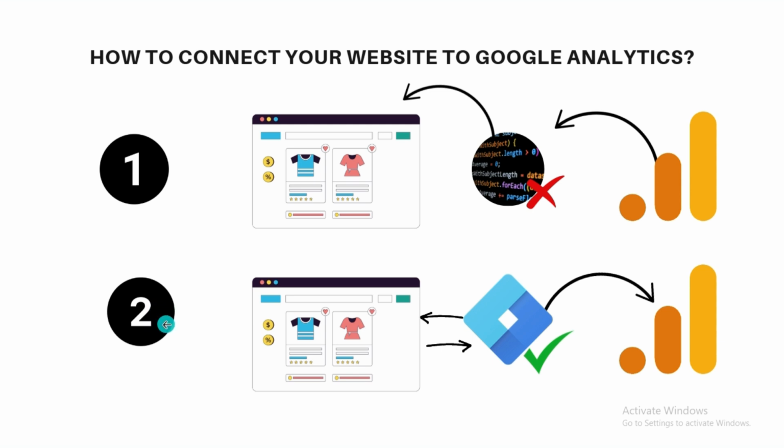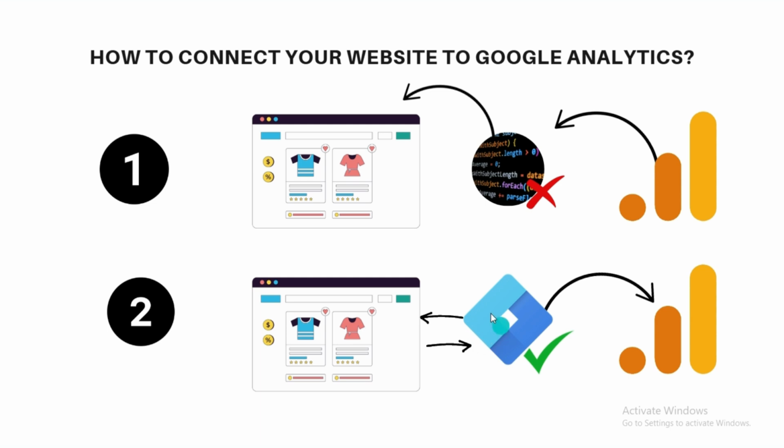And number two, using Google Tag Manager, which is recommended to track advanced interactions like click, checkout and purchase. You need to connect your website to Google Tag Manager. First, through Google Tag Manager, you can configure Google Analytics. So let's see how we can connect Google Analytics with a website using Google Tag Manager.